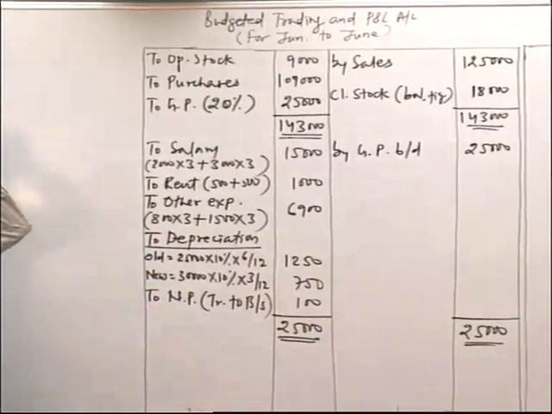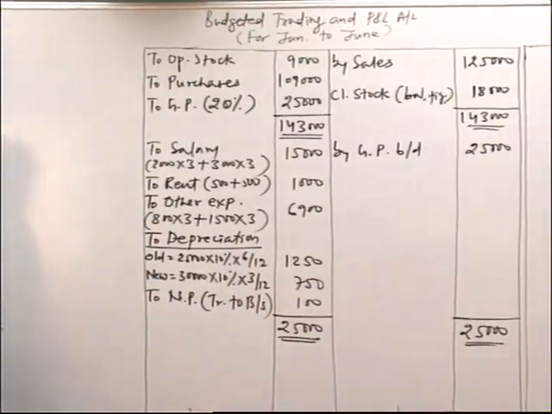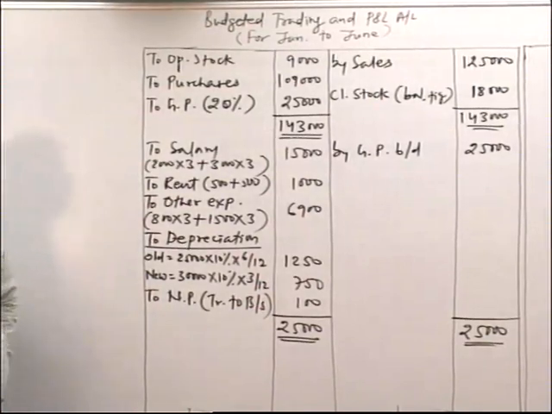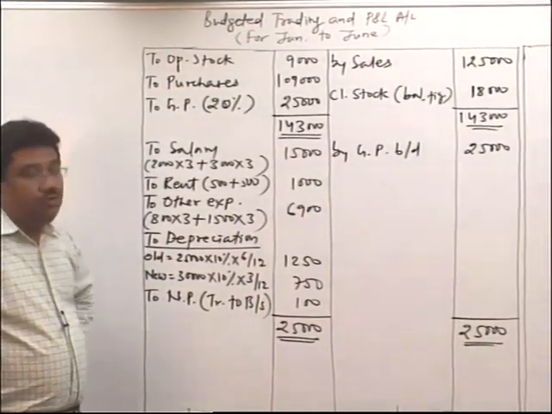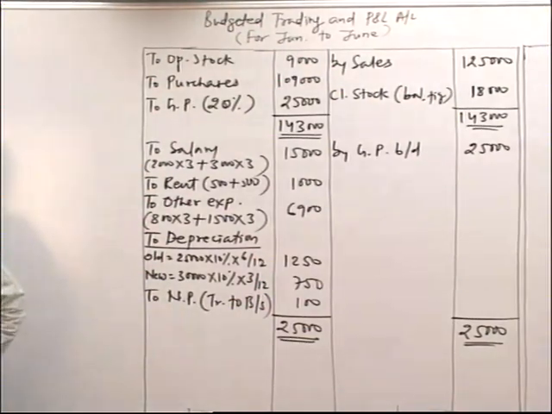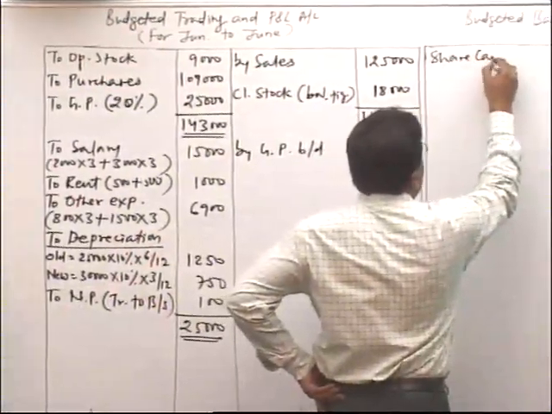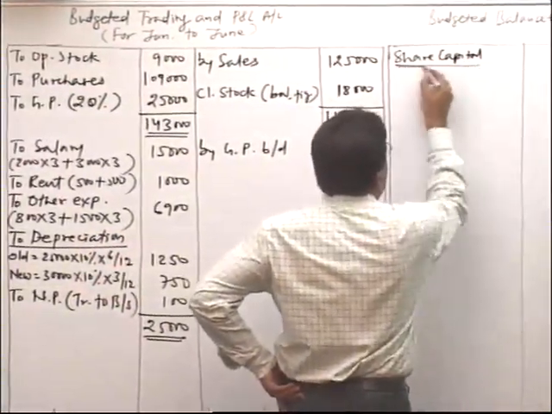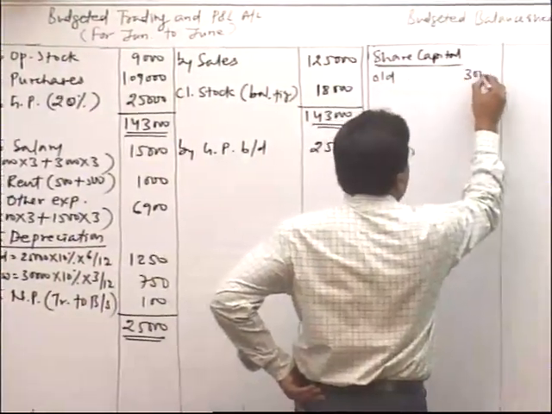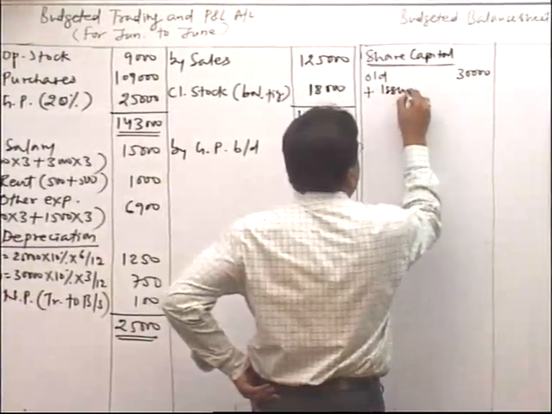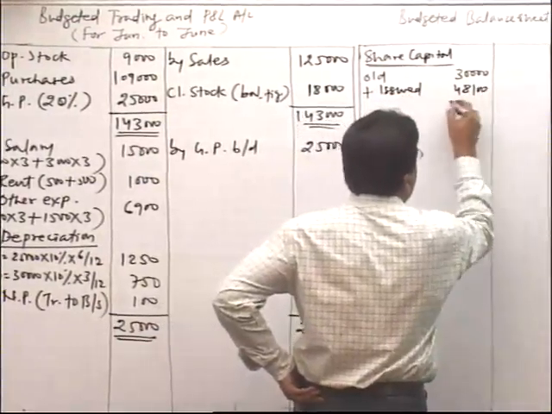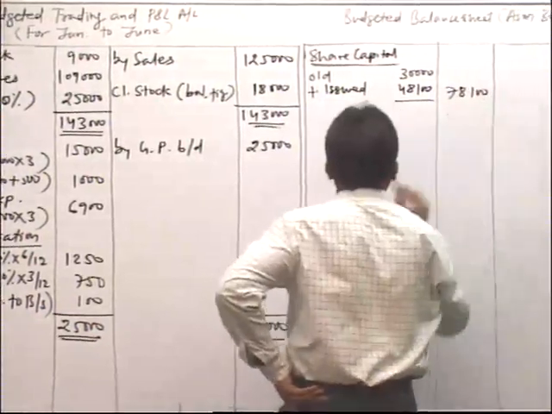Now for preparing new balance sheet, take the figures of old balance sheet, make necessary changes and arrive at the figure of new balance sheet. First I am starting with liability side. See, the old share capital is 30,000, and during this 6 months we have issued new share capital of 48,100 to the chairman. So share capital old is 30,000 plus new share capital issued is 48,100, so total is 78,100.